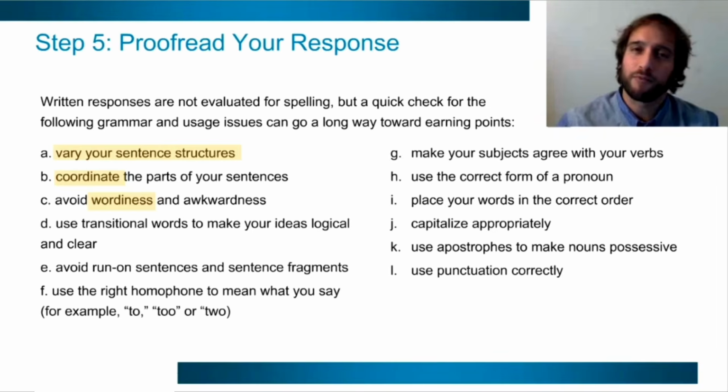The latter one is far more active. It puts the actor, the dog, before the verb chewed. That can help you avoid awkward phrasing if you can learn to do that, okay? But we do want to vary our sentence structure, so maybe we don't do it all the time.